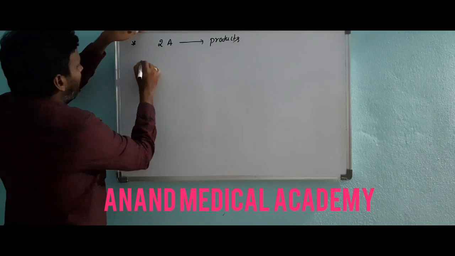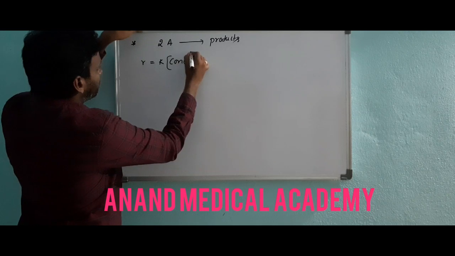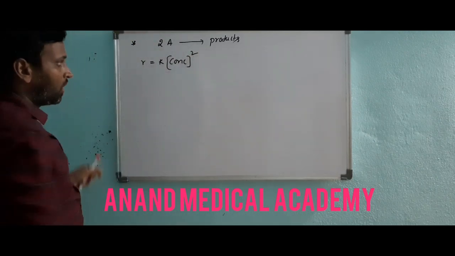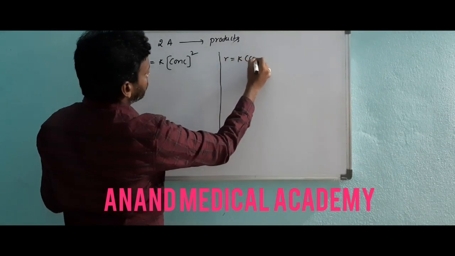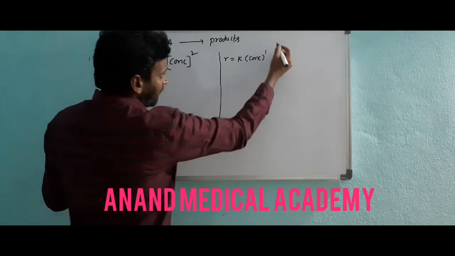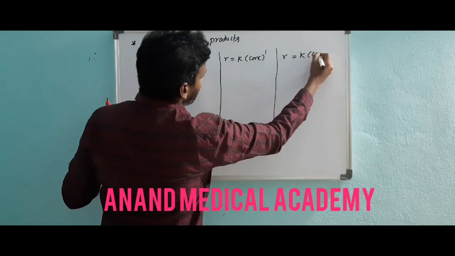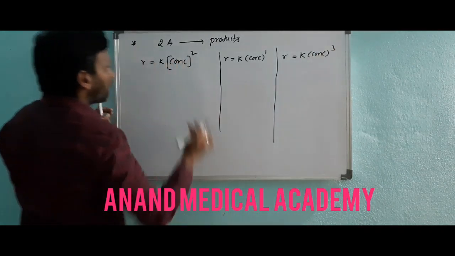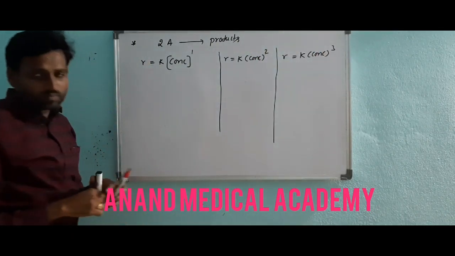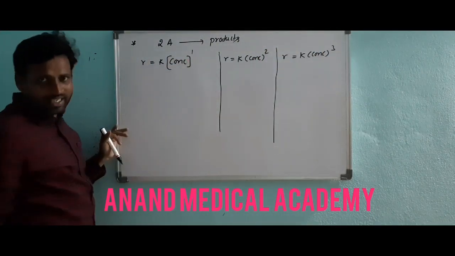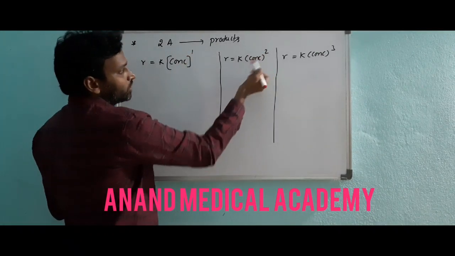Why like this? Simply R is equal to K into concentration power 2. Or in another case, R is equal to K into concentration power 1. And in the third case, R is equal to K into concentration power 3. This is 1, this is 2, and that's 3. Those powers are the order of the reaction. Here 1 is the order of the reaction, so it is a first order reaction. This one is 2, the second order.